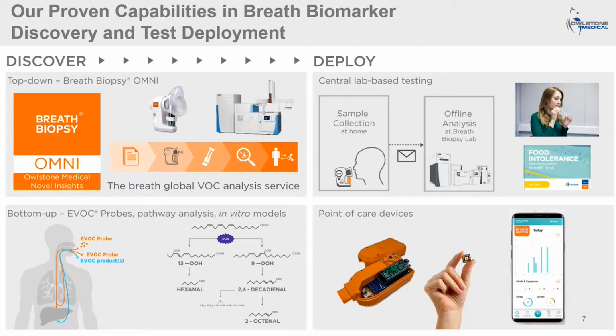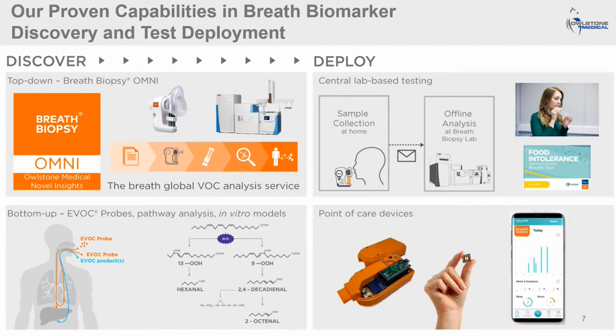Once biomarkers have been discovered and validated, there are different routes for deployment, and we have a lot of those capabilities within Owlstone. For example, one option would be to develop a targeted mass spec-based assay, which could be offered through a central lab to a set of, say, 3 or 4 analytes of interest. We've gone through this process already. One of the tests that we've set up as a commercial offering to the National Health Service and private healthcare is a food intolerance test where we're measuring hydrogen and methane on breath.